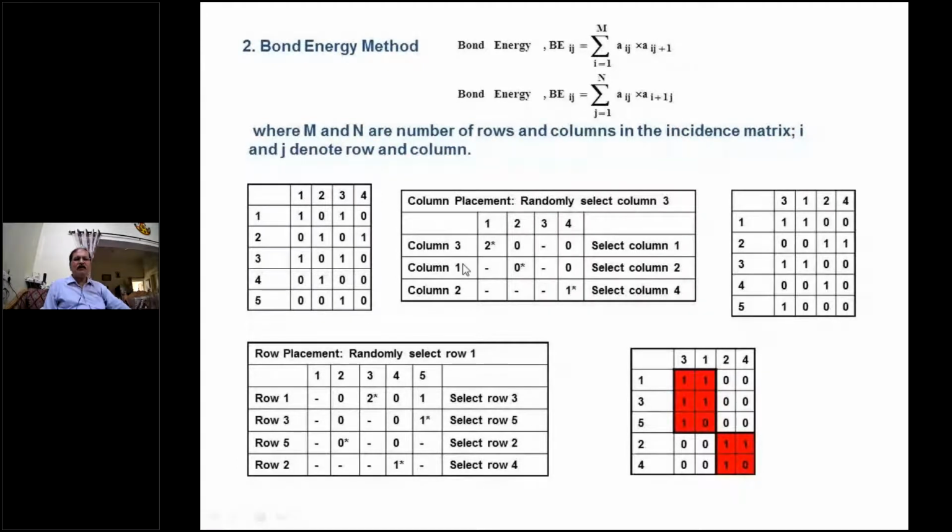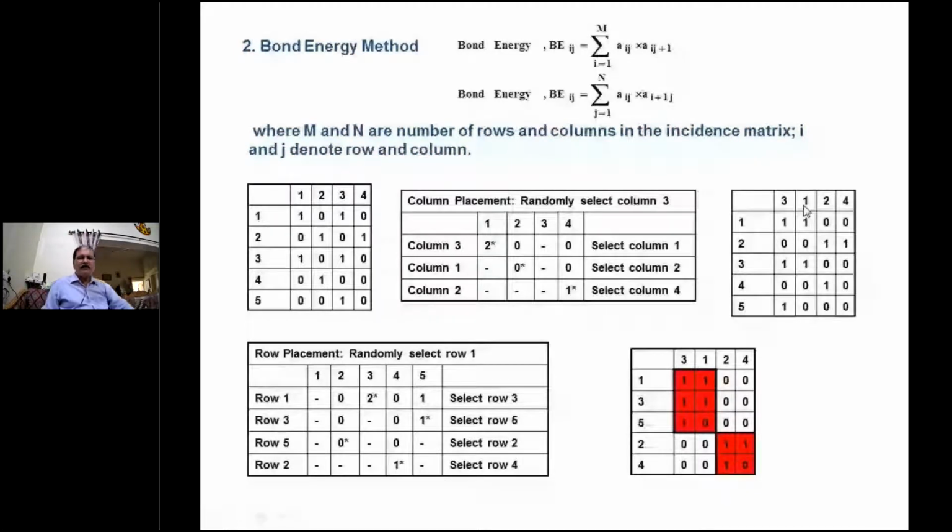Then column 2 with column 3, if you multiply, it gives 0. And 3 with 3 is not required because we have selected 3 randomly. Then column 3 with column 4 also gives 0. So now the column having the highest bond energy is to be selected. Column 3 is selected randomly. Then with column 3, column 1 has more bond energy. So column 1 is selected. So 3, then column 1.